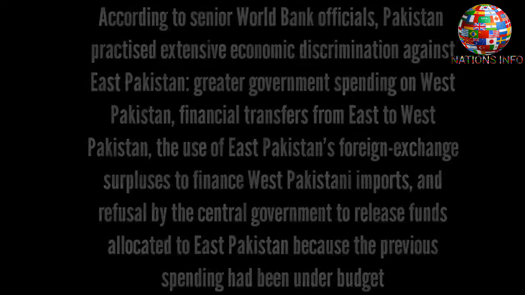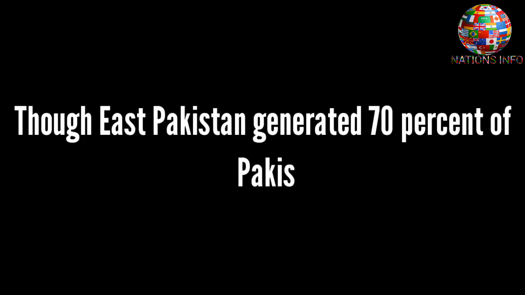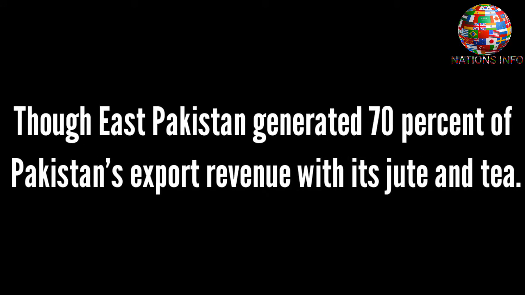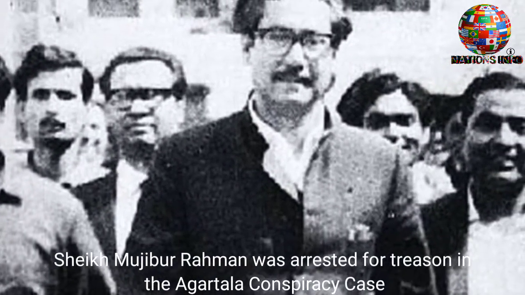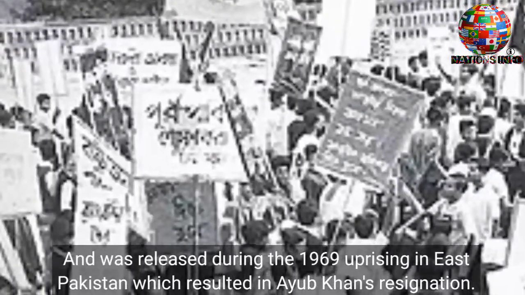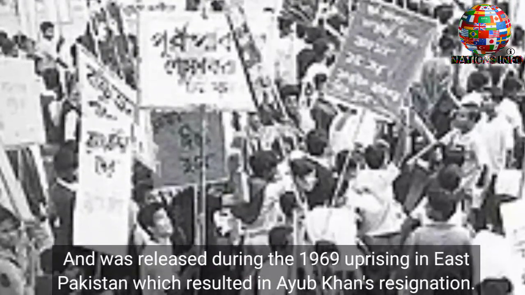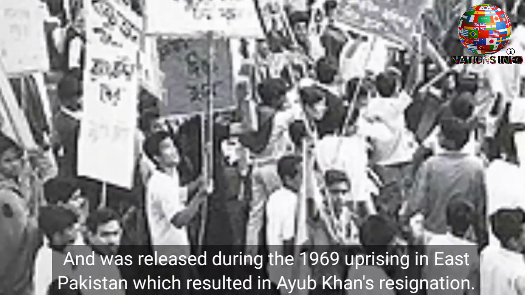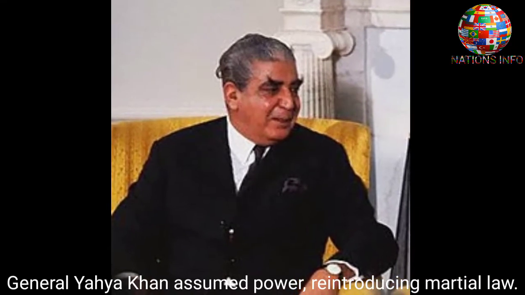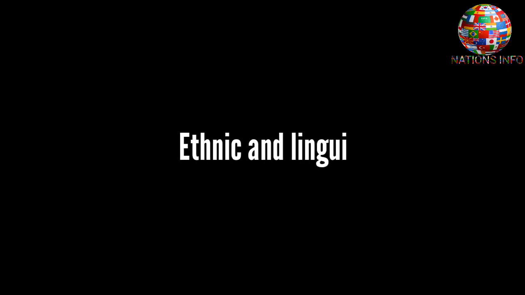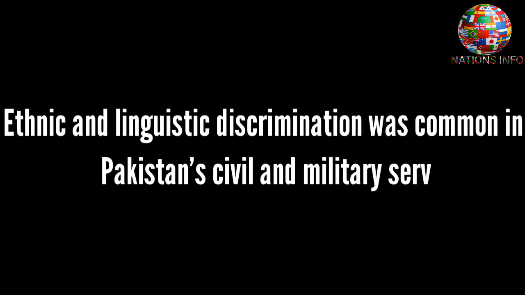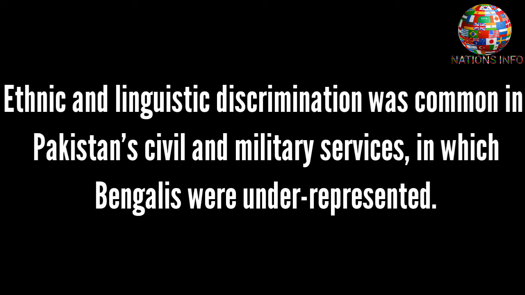Though East Pakistan generated 70% of Pakistan's export revenue with its jute and tea, Sheikh Mujibur Rahman was arrested for treason in the Agartala conspiracy case and was released during the 1969 uprising in East Pakistan, which resulted in Ayub Khan's resignation. General Yahya Khan assumed power, reintroducing martial law. Ethnic and linguistic discrimination was common in Pakistan's civil and military services, in which Bengalis were underrepresented.